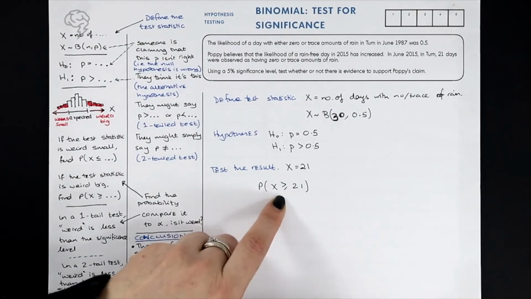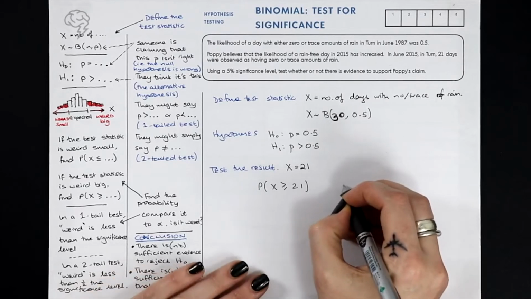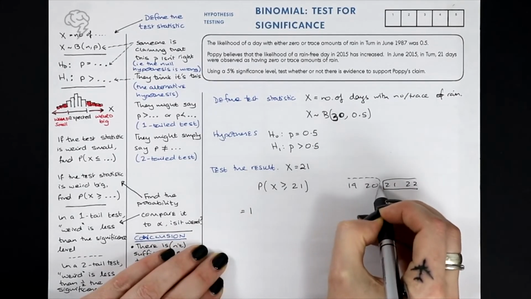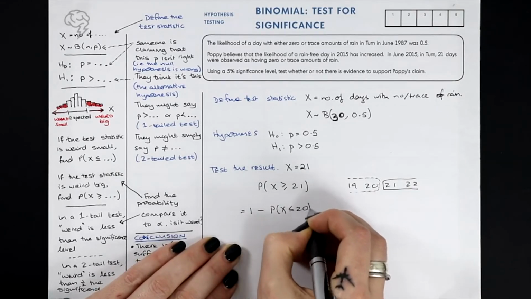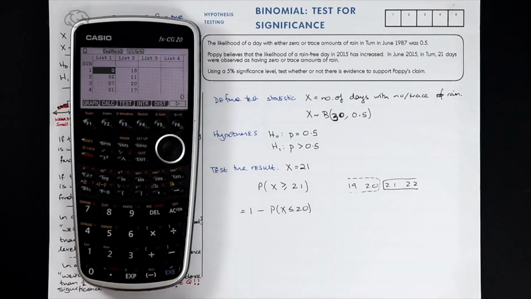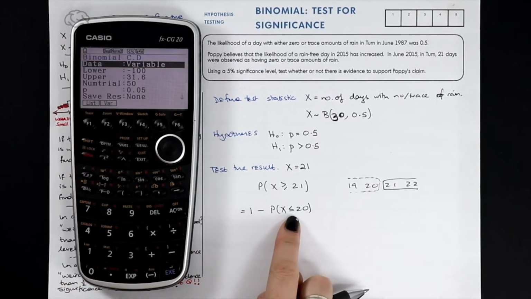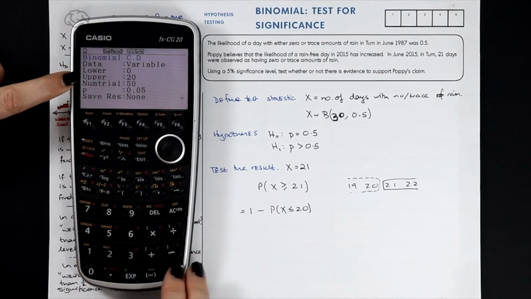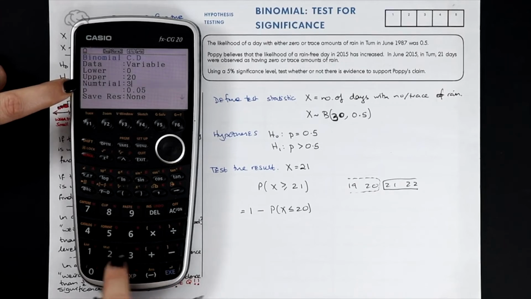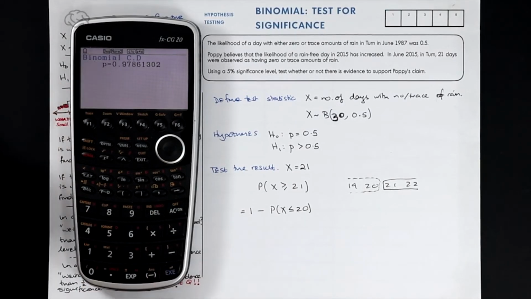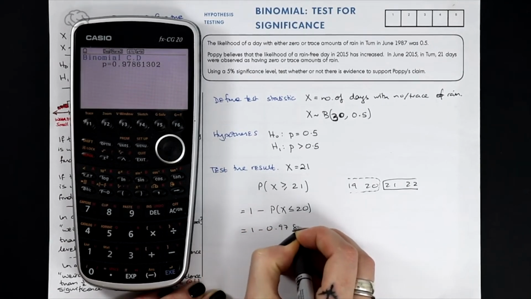Right, how are we going to do that? Well, because my cumulative tables and my calculator do less than, I'm going to jot down my little table: 19, 20, 21, 22. Greater than or equal to 21 is the same as 1 minus less than or equal to 20. Okay, calculator time. So we go menu, statistics, or you can do this with a very similar set of buttons on the ClassWiz. Distribution is binomial, and I want a cumulative distribution. The lower limit for the binomial is 0, the upper limit is 20, and the number of trials is 30. That's the number of days, that's n, and the probability, at the moment, we're still working on it being 0.5. Okay, 0.97. So we're going to do 1 minus 0.97861302.